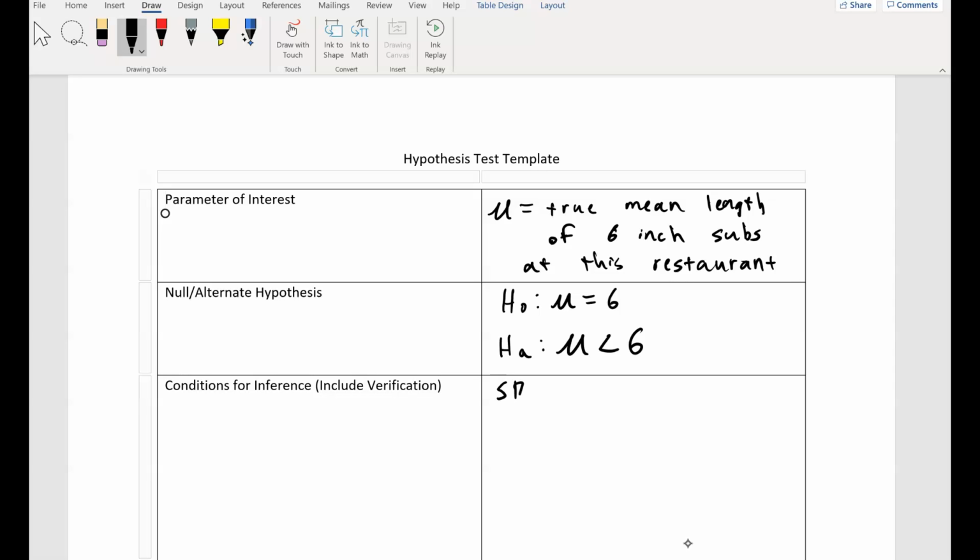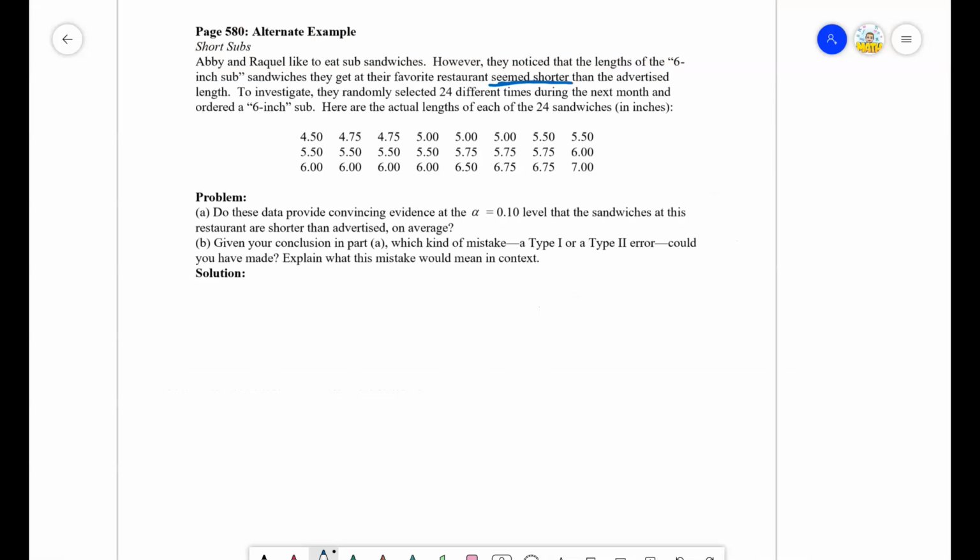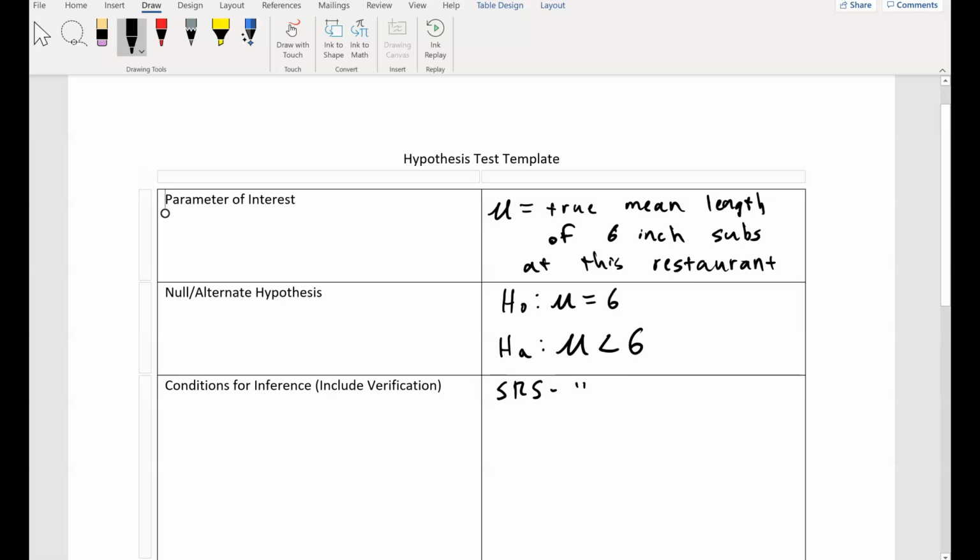All right, we need to look and see if they selected a simple random sample. So we come back to the narrative. It says that to investigate, they randomly selected 24 different times in the next month to order a sub. Right? So we can put in quotes, randomly selected. And they did them at 24 different times, so those are our randomly selected subs. Okay, our 24 is less than a tenth of the population.